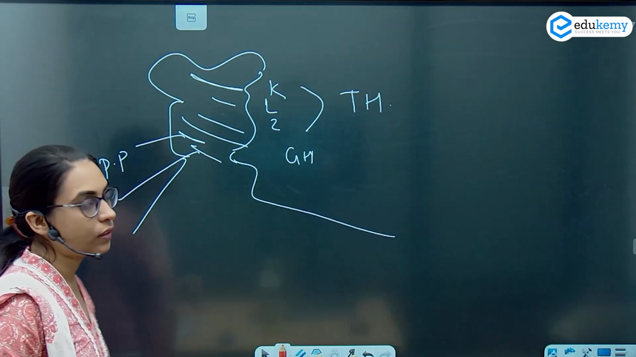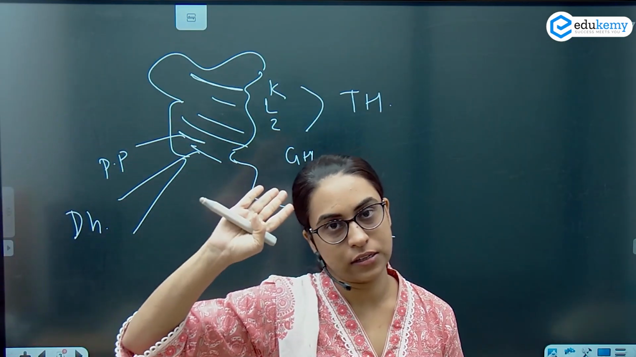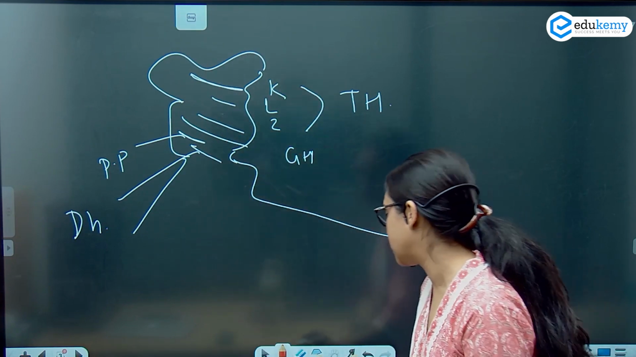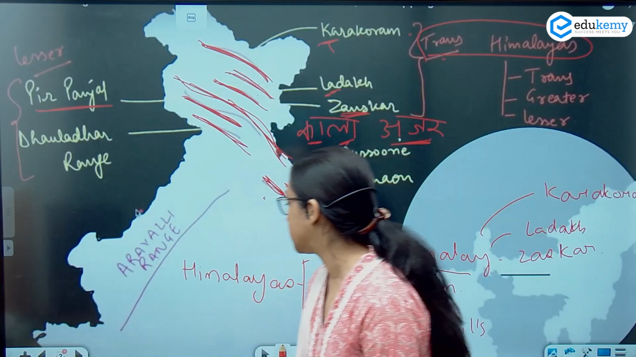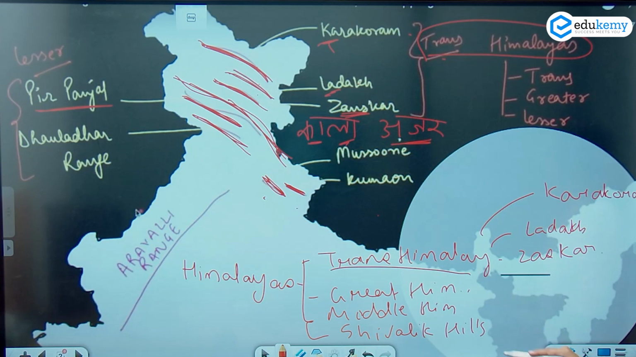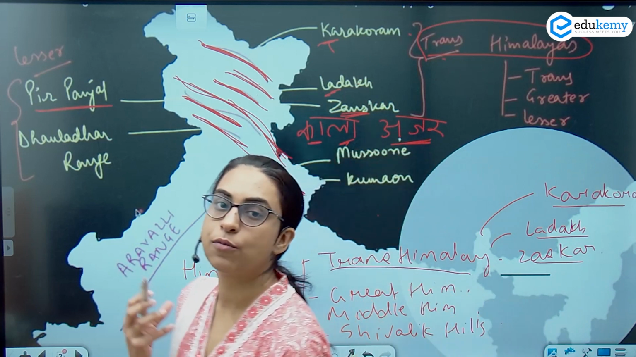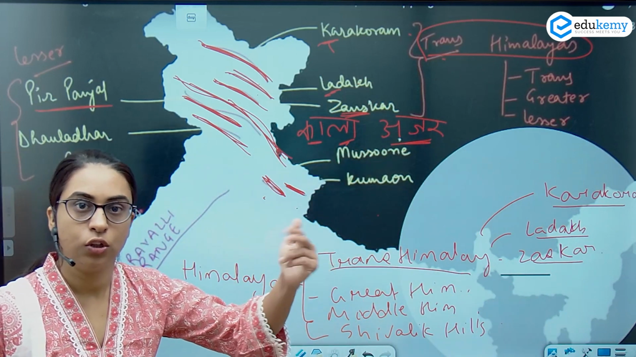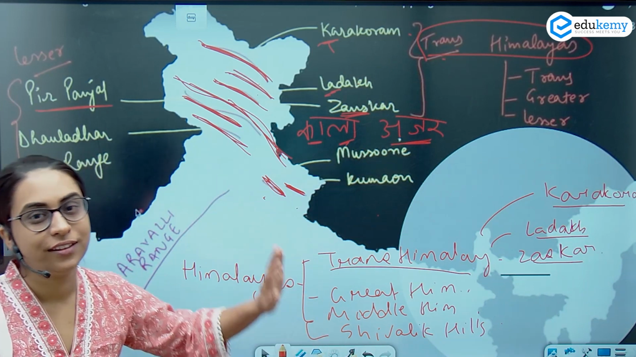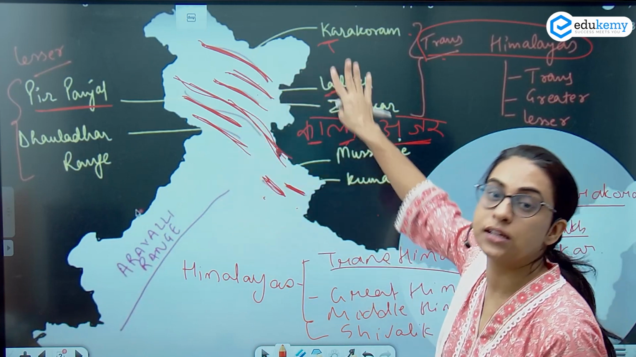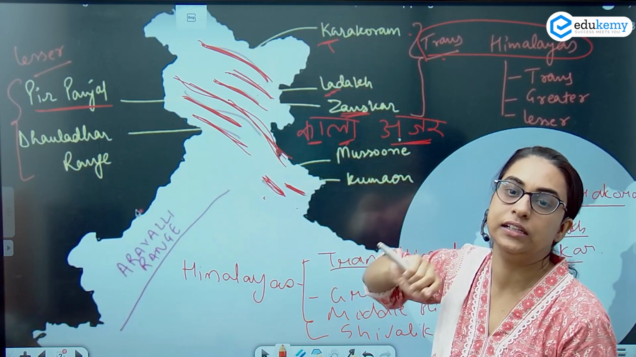Quick revision. First is the Trans Himalayas, then Great Himalayas, Middle Himalayas, and the Shivaliks. What are the Himalayan ranges? The Trans Himalayas, Great Himalayas, Middle Himalayas, and Shivaliks. In the Trans Himalayas, we have Karakoram, Ladakh, and Zaskar. Apart from this, we studied some local ranges like the Pir Panjal, Dhauladhar, Kumaon, Mussoorie. These are part of your Himalayas. This is the northwest of India, where we have seen these hills.